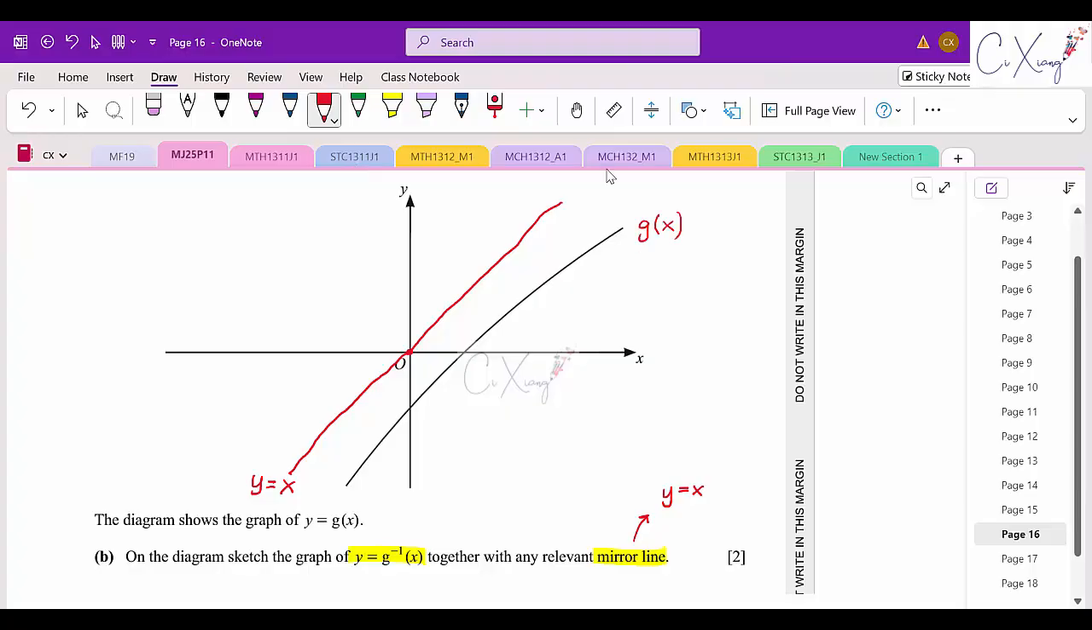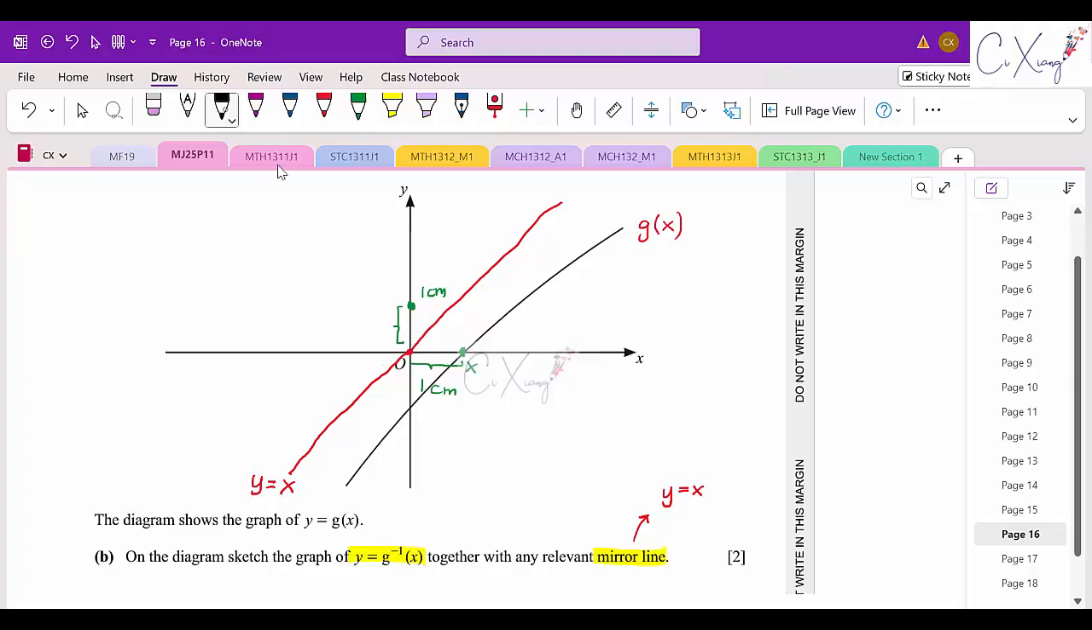To sketch g inverse, you need to reflect it. Usually I tell students, if you're not sure how to reflect it, just swap the x and y coordinates. As an example, this is your x originally, and you measure the length here. Let's say the length is 1 cm, then you convert it into the y. So for the y value here, I have 1 cm. So you plot the point.